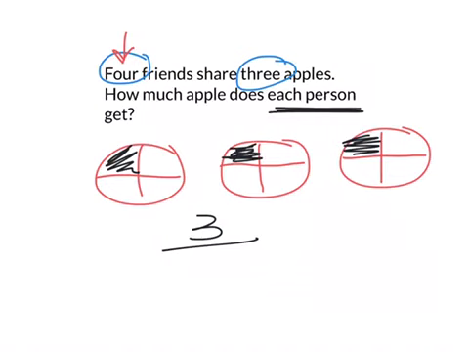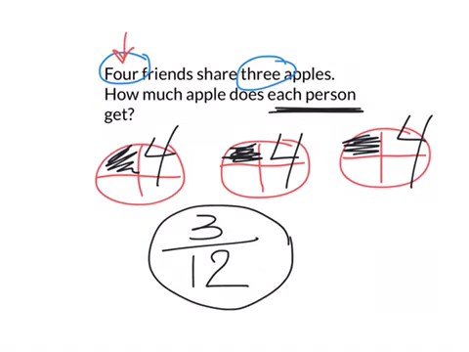How many pieces are there all together? There's 4 here, 4 here, and 4 here. So 4, 8, 12. There's 12 pieces all together. So in the end, each friend gets 3/12 of the apple. Make sure you write this in your notebook.